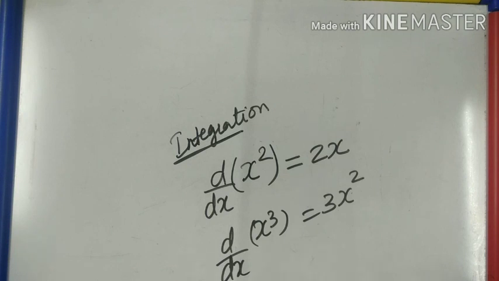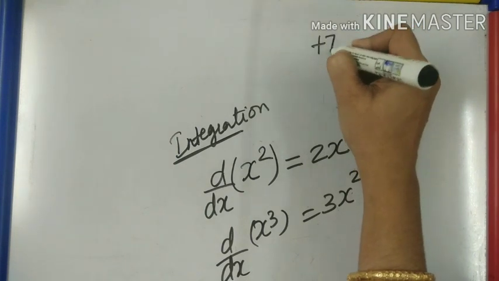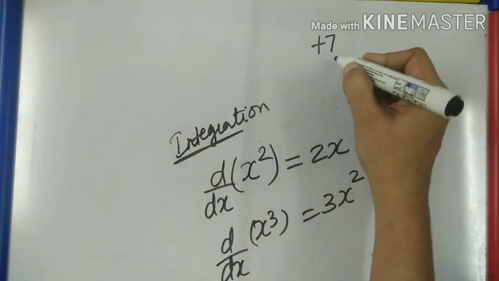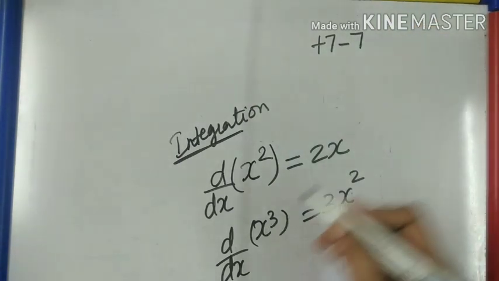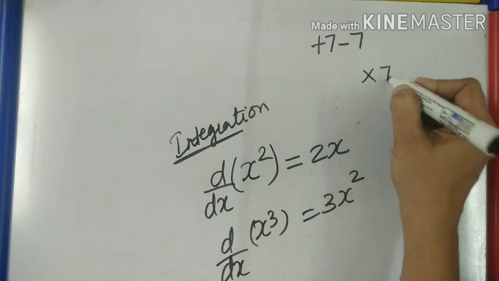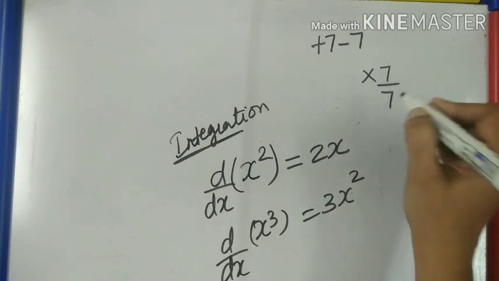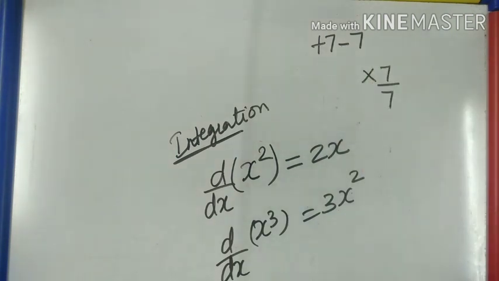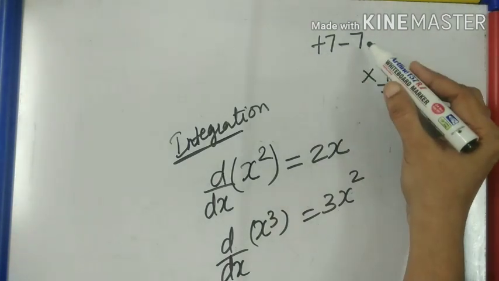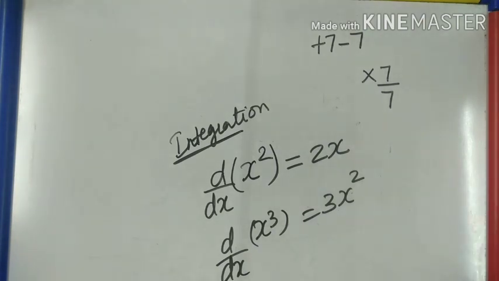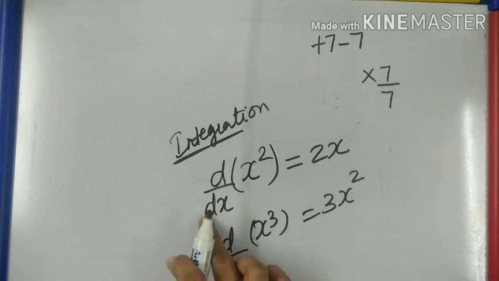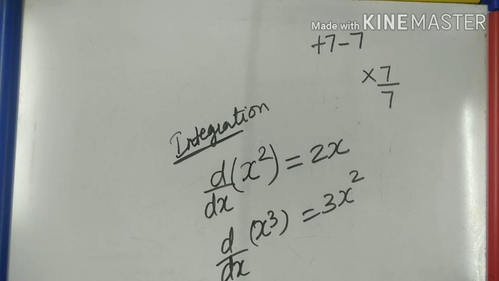See, in mathematics, whenever I say plus 7, that is adding 7, the reverse process is minus 7. And whenever in a problem I multiply by 7, I also divide by 7. So these are reverse processes. For addition, subtraction is the reverse. For multiplication, division is the reverse. For exponentiation, logarithm is the reverse. Similarly, for differentiation, integration is the reverse.